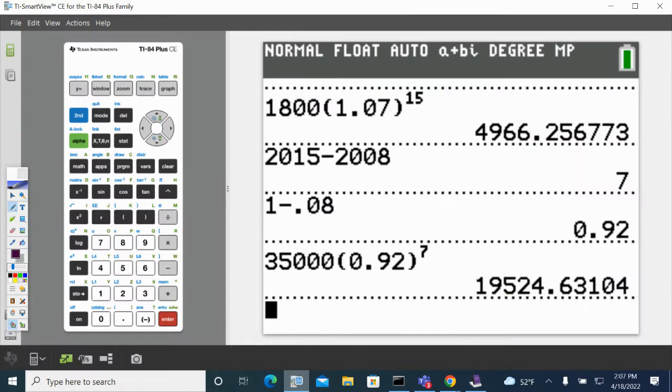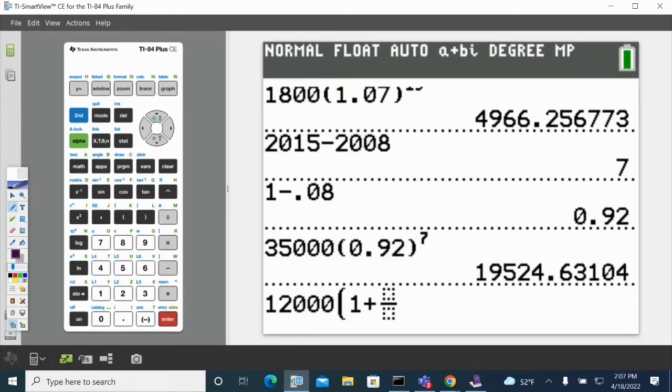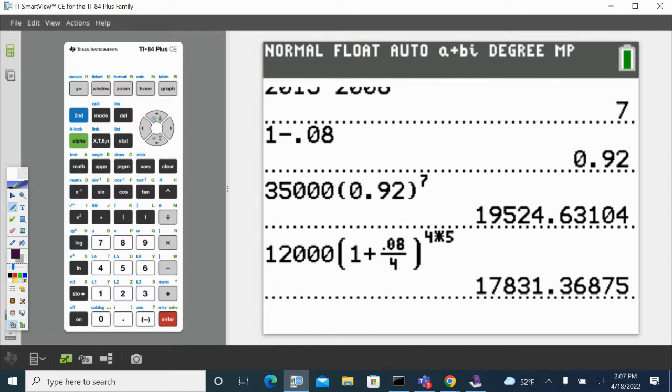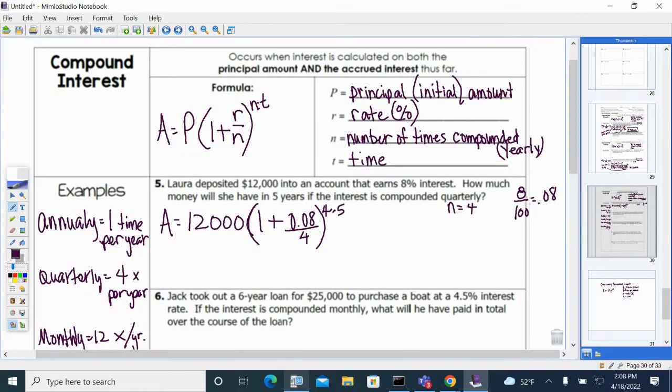Just like it looks: 12,000 times 1 plus, I'm going to pull up a fraction, 0.08 over 4, close, and that's raised to 4 times 5. So Laura's initial amount that she deposited was $12,000. After 5 years, she now has $17,831.37.